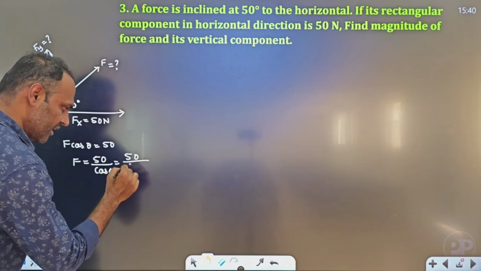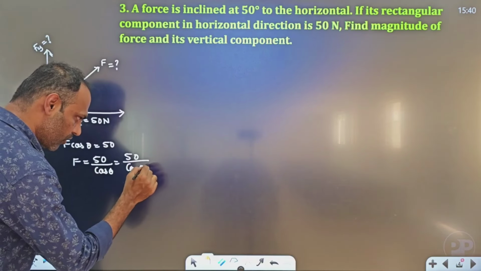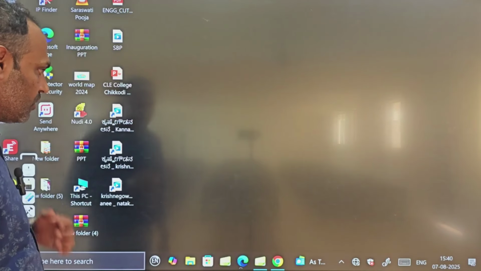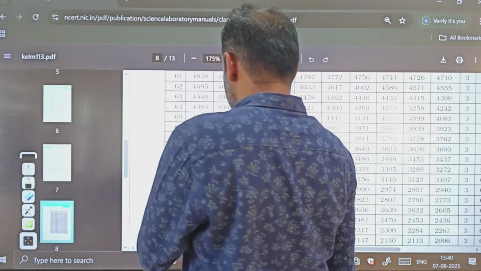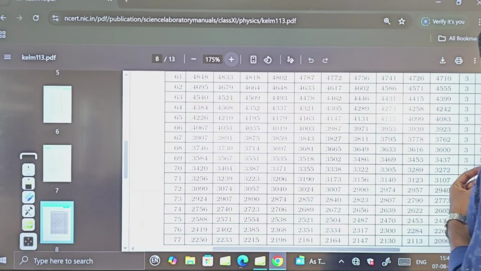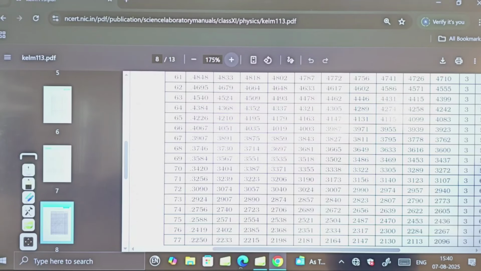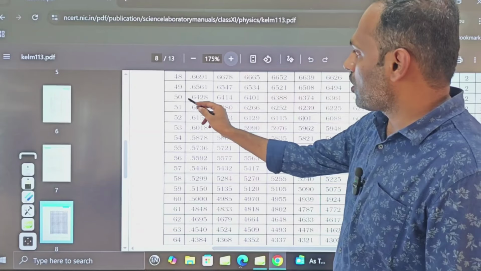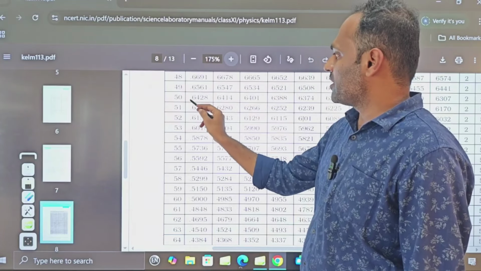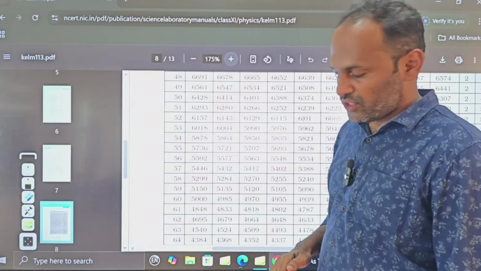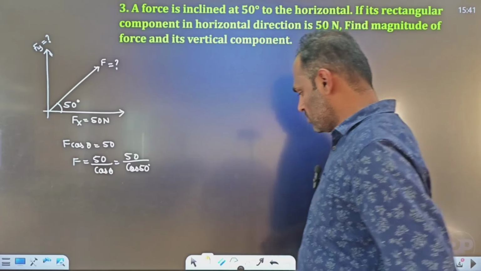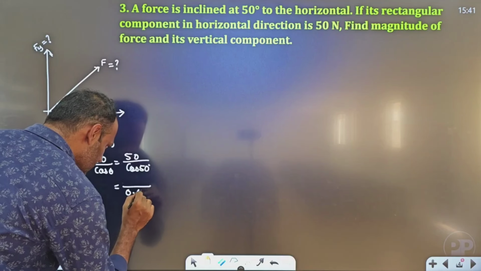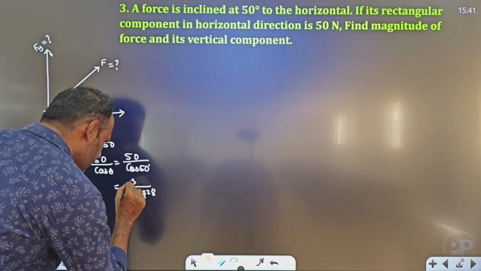Theta is 50 degrees here. So again you have to check the value of cos 50 degree. Let us check the value of cos 50 degree. See, we have the natural cosine table open. Cos 50 degree, you look at it in the first column. The value of cos 50 degree is 0.6428. So I will write here 0.6428.